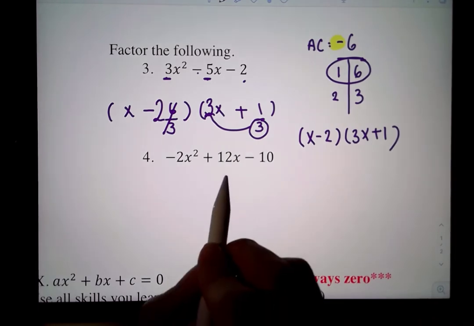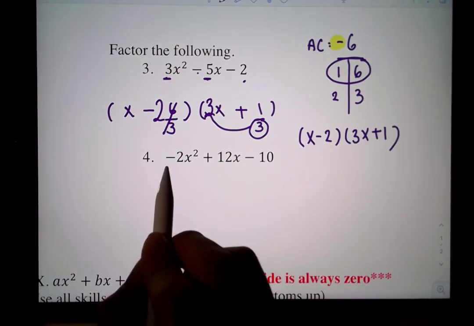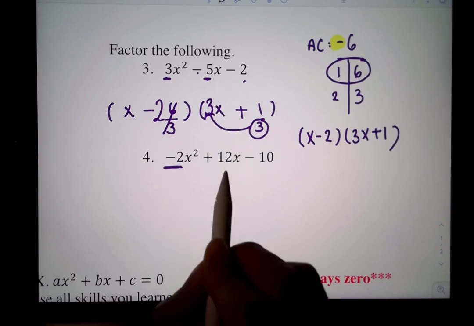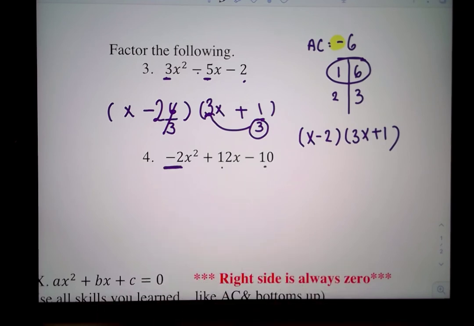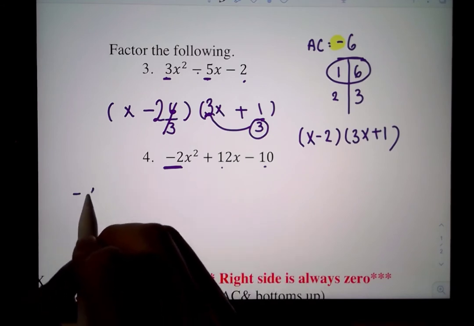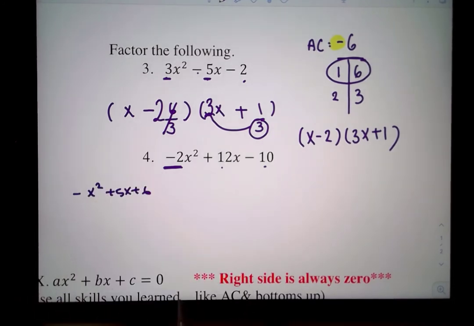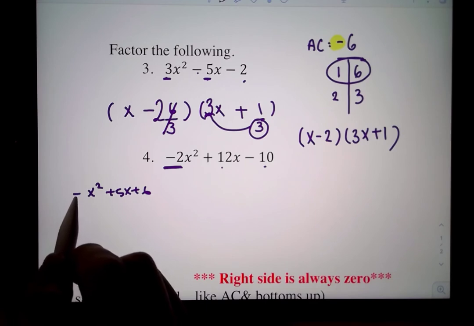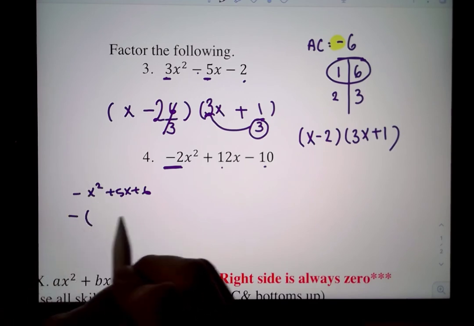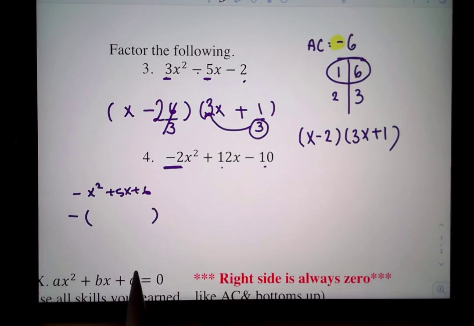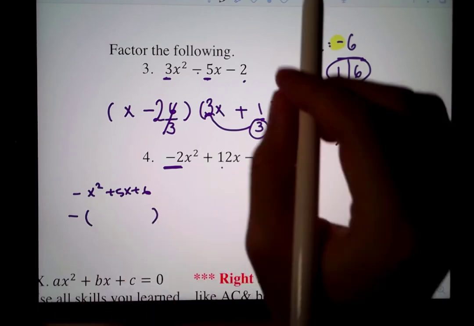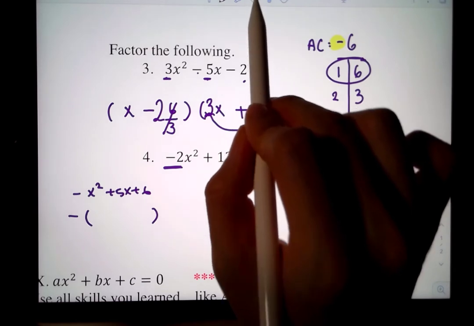Okay, and look at this one, guys. Your A is negative 2, and look, you can factor out negative 2. Negative 2 was your GCF, and I told you, what if you have this kind of thing, negative x squared plus 5x plus 6, something like that. When you get a negative sign, right, if your a is negative, then we always need to factor out a negative, right? And you need to change all the signs inside the parentheses, right?